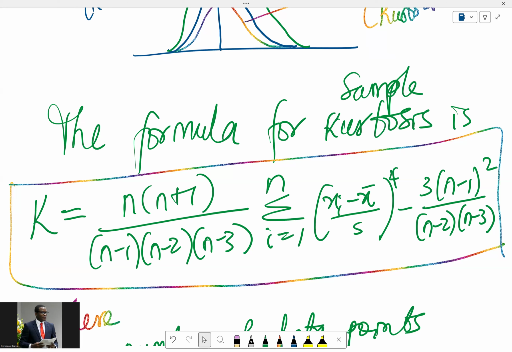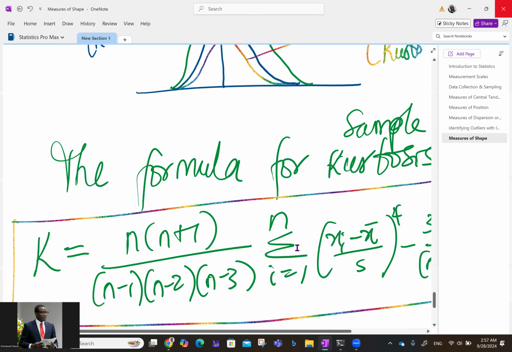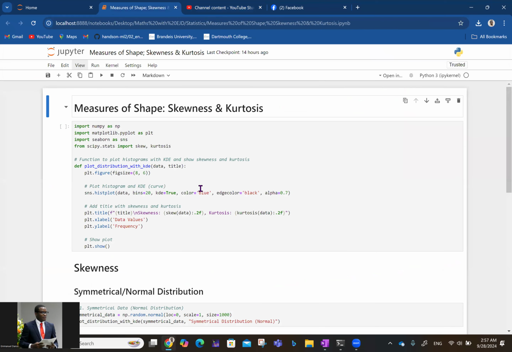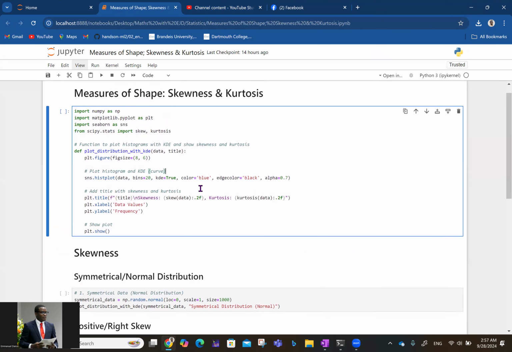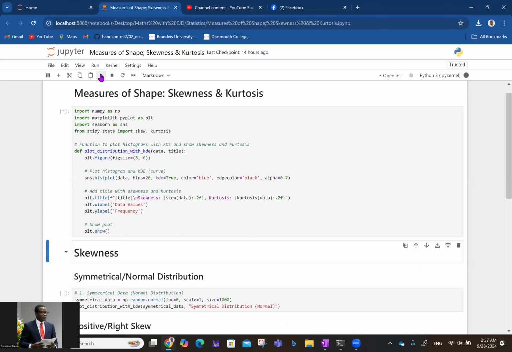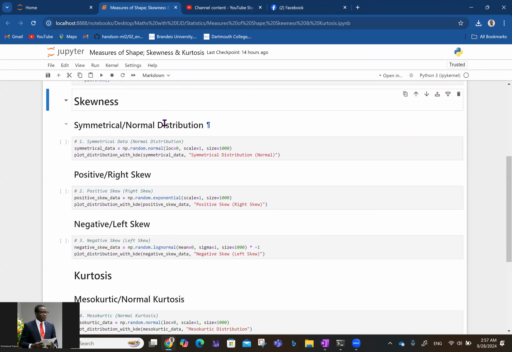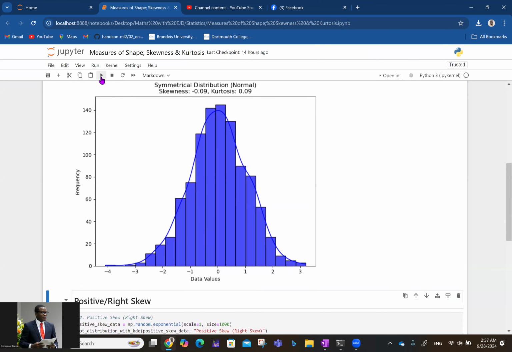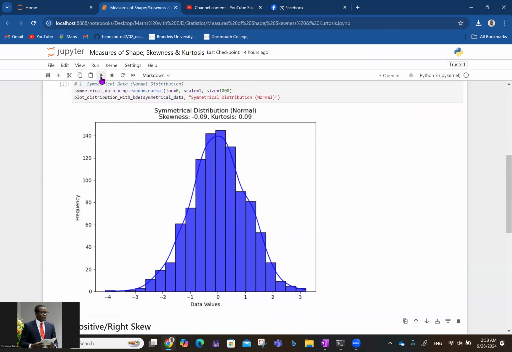Now, I also would like to show some of these graphs in Python. Here we have measures of shape, that's skewness and kurtosis. Of course I won't explain the code because that's not the purpose here. The first step is to define a function that helps us plot. Talking about skewness, now we have symmetrical or normal distribution. If I run this, you see it's symmetrical. It's properly distributed, just like what a normal distribution should look like. In this case the skewness is almost zero.